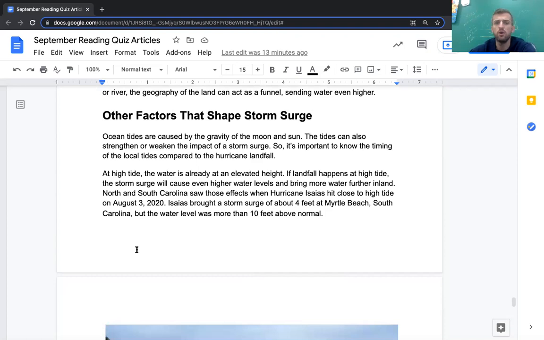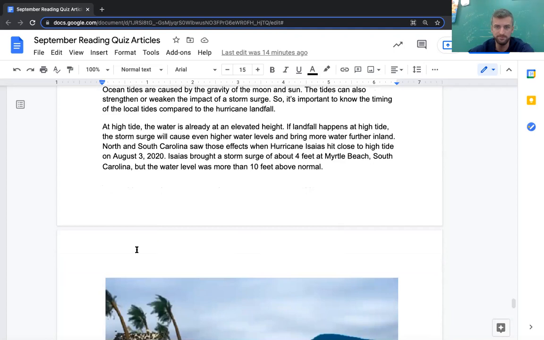At high tide, the water is already at an elevated height. If landfall happens at high tide, the storm surge will cause even higher water levels and bring more water further inland. North and South Carolina saw those effects when Hurricane Isaias hit close to high tide on August 3rd, 2020. Isaias brought a storm surge of about 4 feet at Myrtle Beach, South Carolina, but the water level was more than 10 feet above normal. Yeesh.